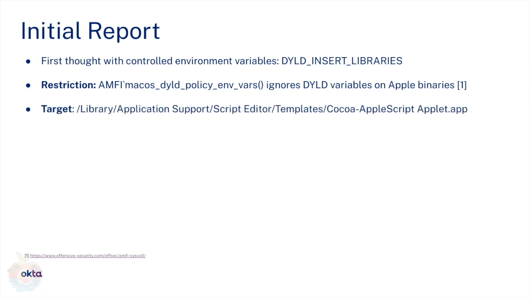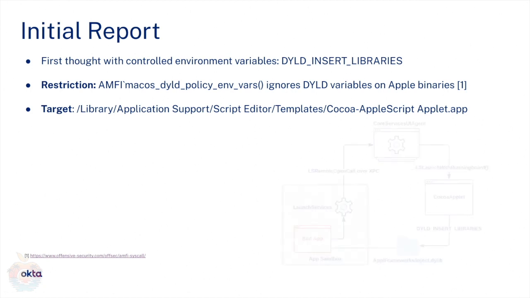Instead, I found another target. It's a Script Editor template called Cocoa Applet. It's available on default installations of macOS, so we don't have to deal with anything like a quarantine extended attribute. It's unsigned, so it's not technically an Apple binary, but most importantly, it's the perfect host app for the exploit because it runs outside the sandbox.